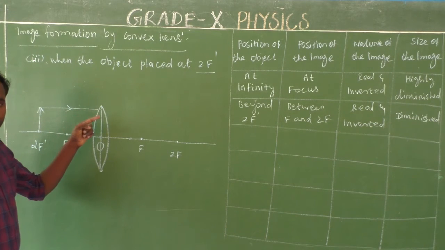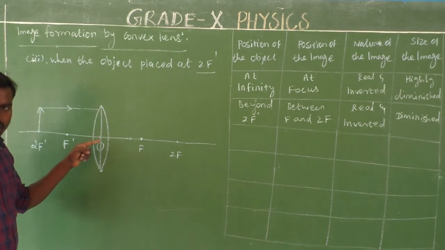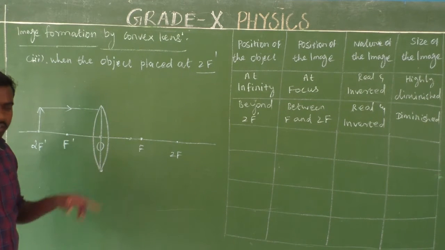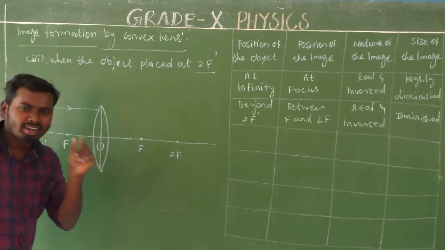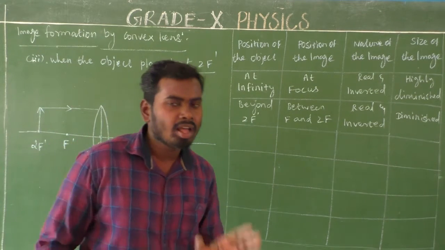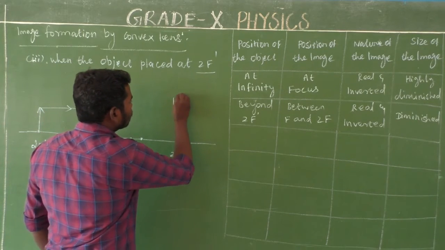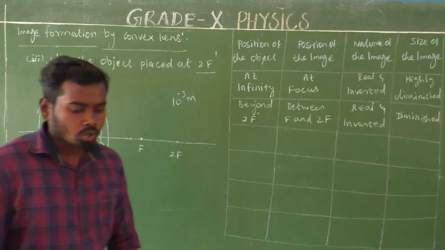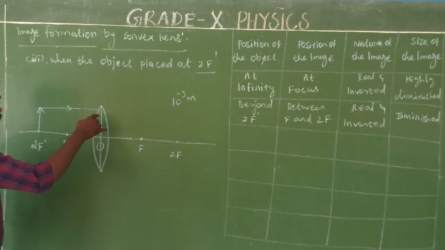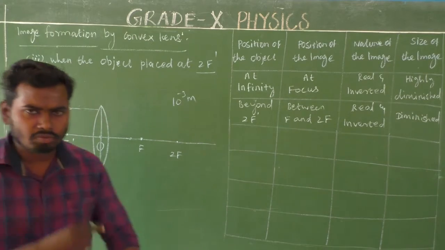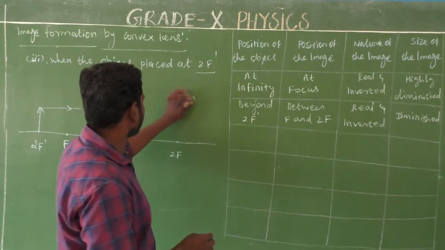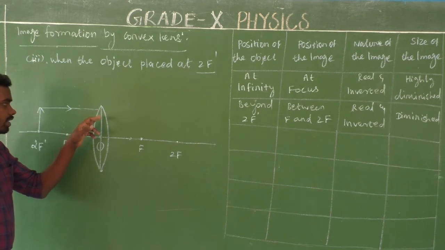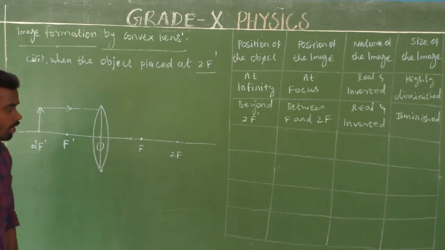This incident ray actually falls on the surface, but here we consider that it falls inside, because the thickness of the lens is very small, in the order of 10 to the power of minus 3 meter. So we consider the light ray as falling inside the lens. Inside or surface, whatever it is, that's not a problem. Am I right? Next, look here.